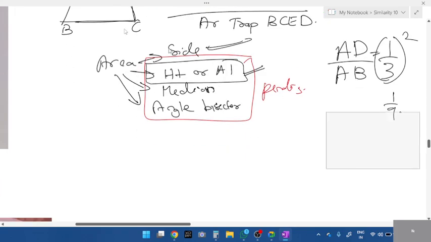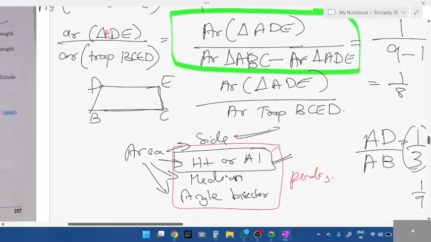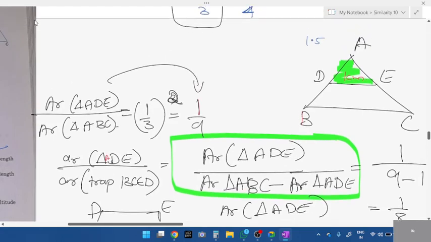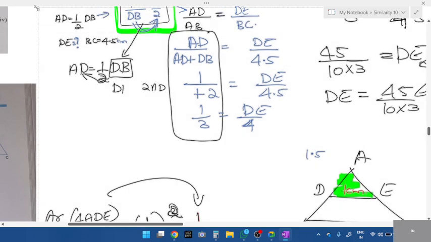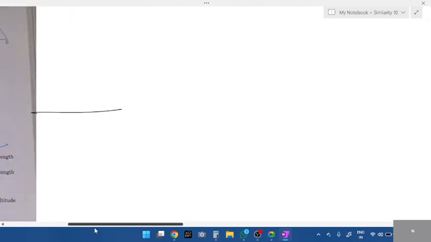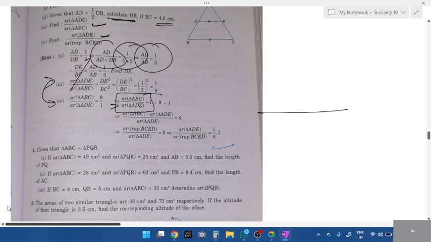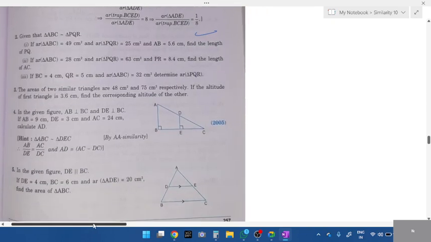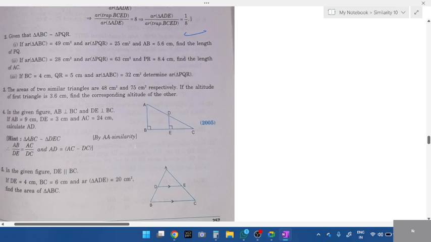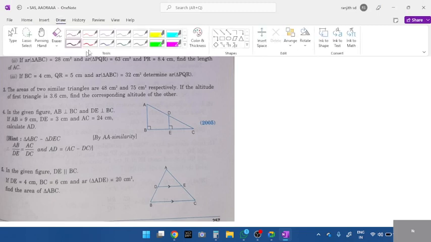Okay, let's continue. See, when a triangle is given and area is given, just square it. You square, you'll get the answer. Look at the first question.